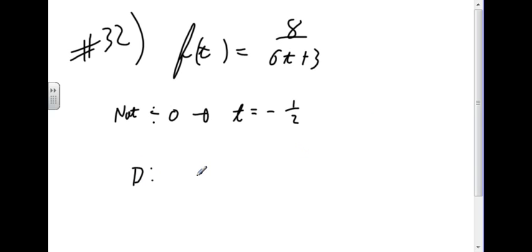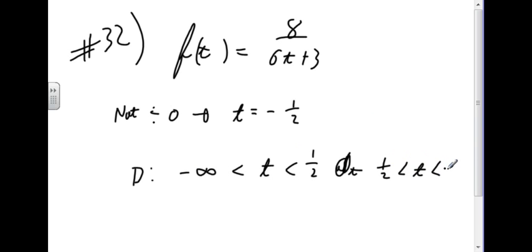So now my domain is going to be minus infinity less than t less than minus 1/2, or minus 1/2 is less than t is less than plus infinity. So I can't be at minus 1/2 because I'm not allowed to divide by 0.